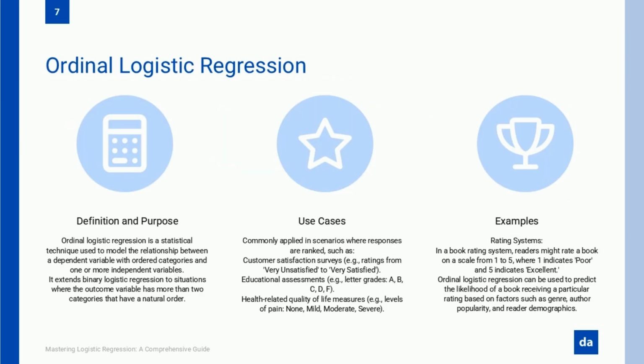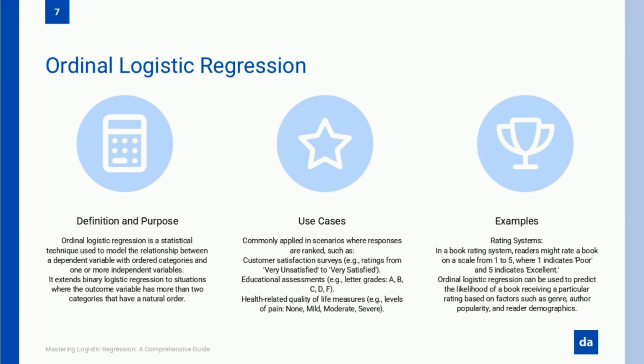Let me see. We've talked about binary logistic regression, which helps us classify two outcomes like spam or not spam. Then we tackled multinomial logistic regression, which lets us predict among multiple categories, like choosing between three political parties. But what if those categories actually follow a clear order? What if we're dealing with ranked choices? That's where ordinal logistic regression steps in.